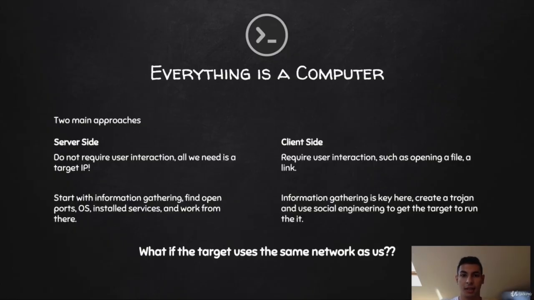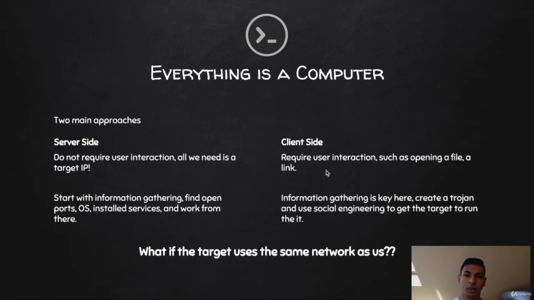So all we have is going to be an IP address, and we're going to see how we can test the security and gain access to that computer based on that IP. Our main way of getting in is going to be the operating system that the target runs and the applications installed on that system. The second approach that we're going to try is the client-side attacks.